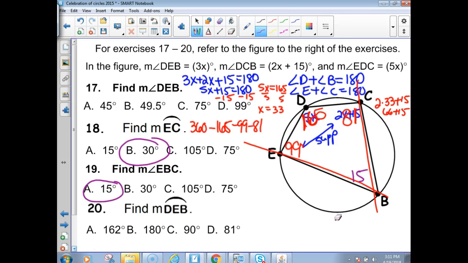And arc DEB is intercepted by this angle. So that's double 81, which is 162. So 81 times 2, that's how I got that.